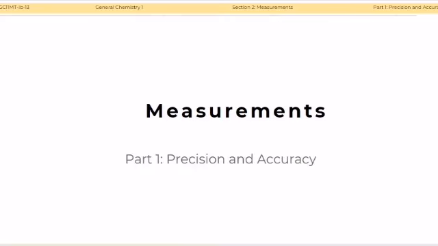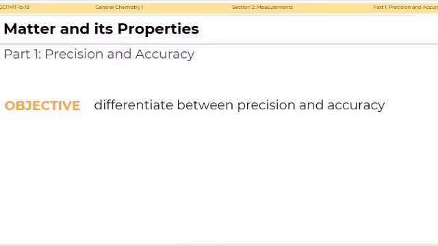This section is on measurements, focusing on precision and accuracy. In this lesson, we will differentiate between precision and accuracy.